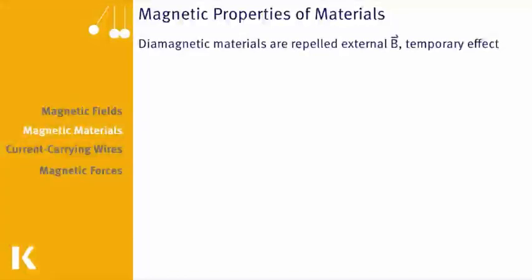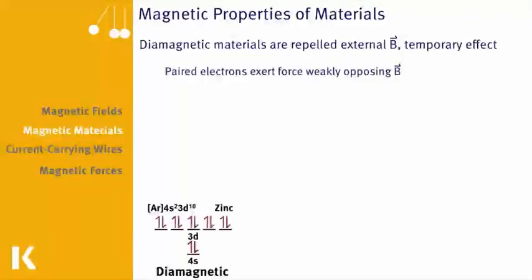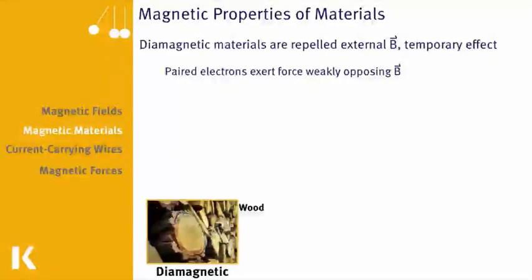These materials are weakly repelled by external magnetic fields, and the resulting magnetic field produced within the material is temporary. And if we look at any examples, for instance zinc, we can see that they have nothing but paired electrons. So every electron in the material is paired, and these paired electrons exert that force that slightly opposes the magnetic field. When we're looking for diamagnetic materials, they're basically anything that we think of as non-magnetic. Wood, skin, all the materials we conceive of as being non-magnetic are in fact diamagnetic.